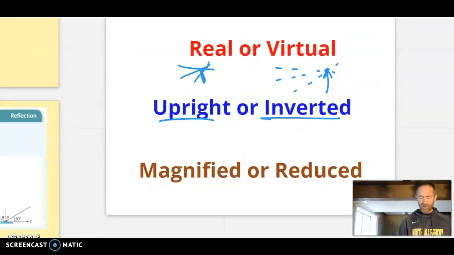So that's one of our skills, is we want to be able to put on any image, either real or virtual, either upright or inverted, either magnified or reduced. So we're going to pick 3 of those descriptors to put on each image, one of the red ones, one of the blue ones, one of the brown ones.